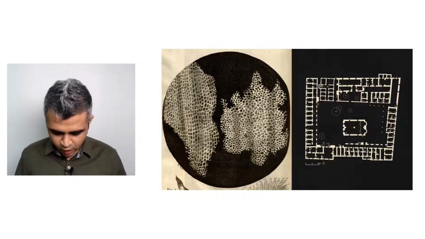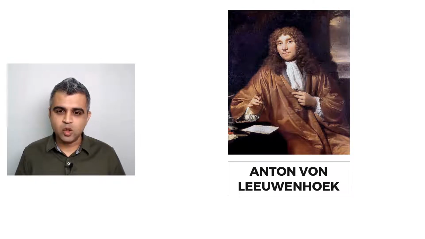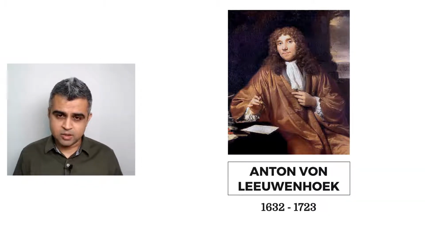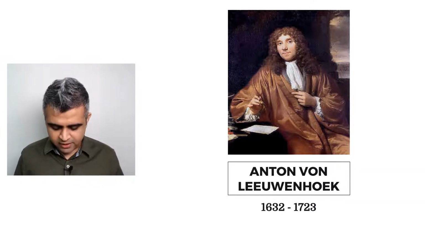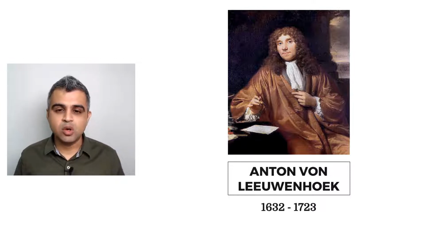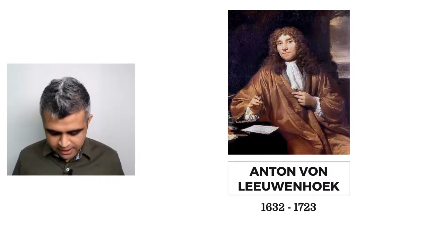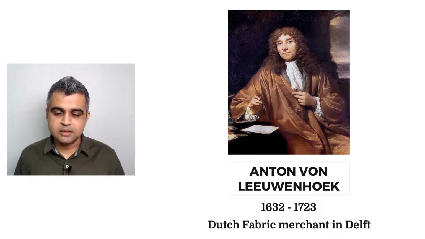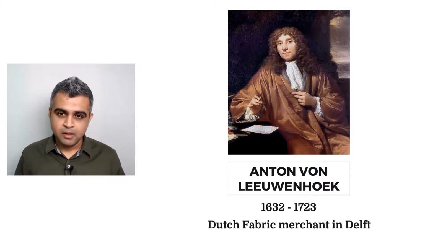Alright, moving on. The next person is this man called Anton van Leeuwenhoek. Anton van Leeuwenhoek was living at the same time as Robert Hooke, in the 17th century, between 1632 and 1723. Now the first interesting thing about this man is that he was not a trained scientist of any sort. In fact, he was not even a scientist. He was a Dutch fabric merchant in this city in the Netherlands, Holland, called Delft.